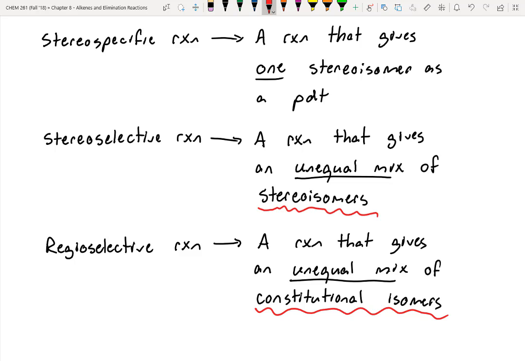Does anybody have an example of a stereospecific reaction that we've learned? Substitution, which one? SN1 or SN2? Which one only gave one product? SN2, right? When we did SN2 reactions, we exclusively got the inverted product, so we could call that stereospecific. If we think about stereoselective, SN1, we said we had a slight preference for inversion, so we generally get a little bit more of that than the retention. So we could argue SN1's more of a stereoselective reaction.